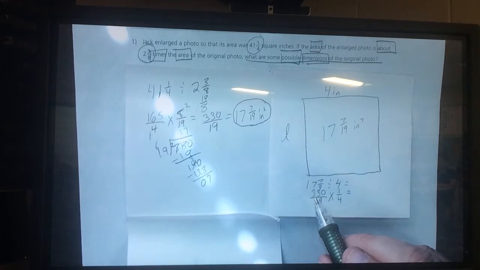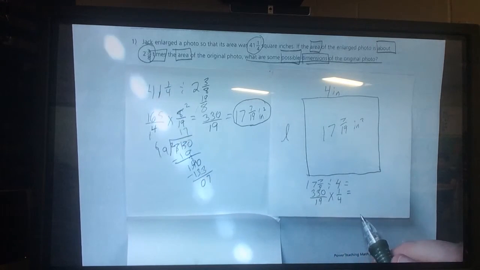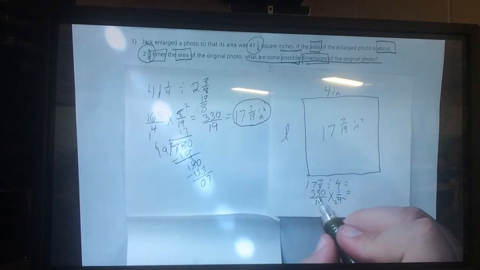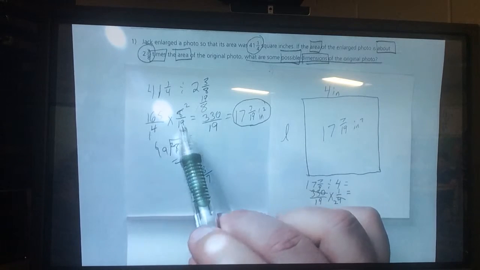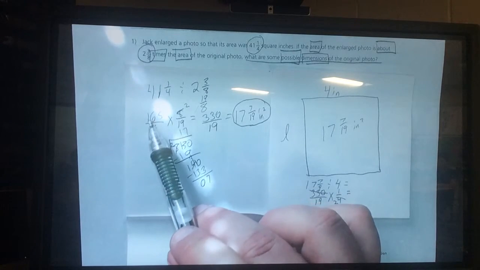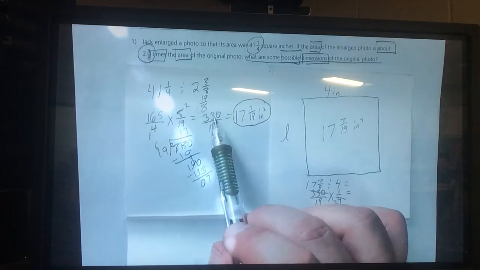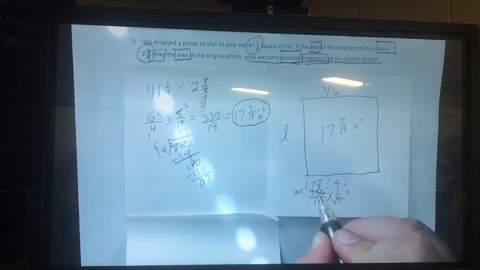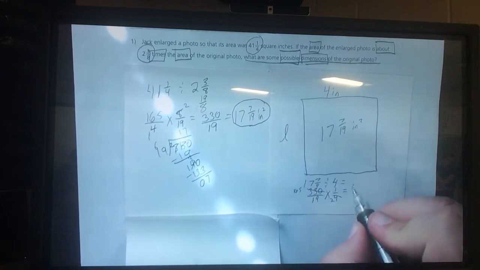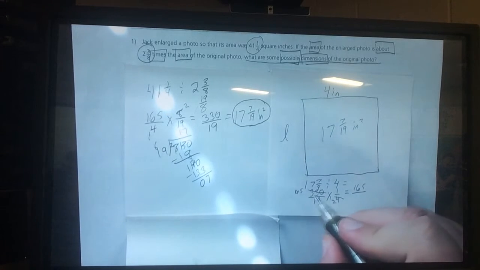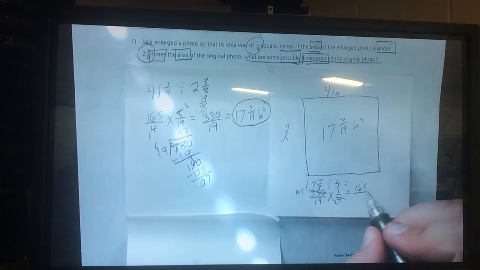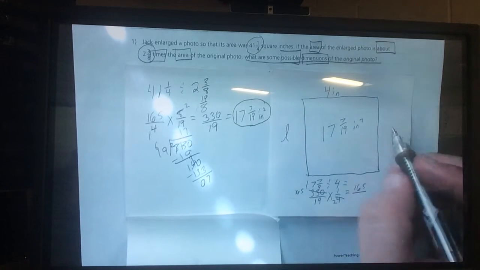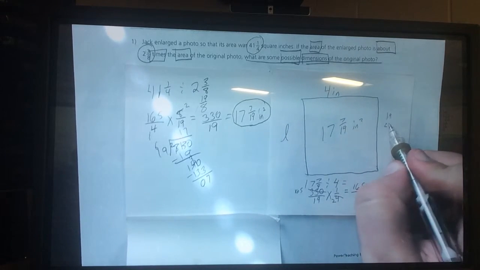Now, 330 and 4, the greatest common factor would be 2. I can get two groups of 2 out of 4, and because I know that two groups of 165 is 330, I know I can get 165 groups of 2 out of 330. So now it's 165, because 165 times 1 is 165, over 19 times 24. Now let me put 19 here, 24 here.